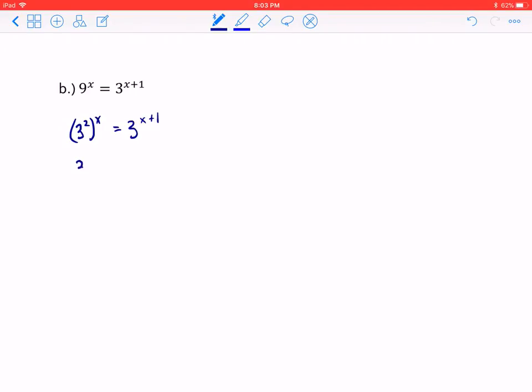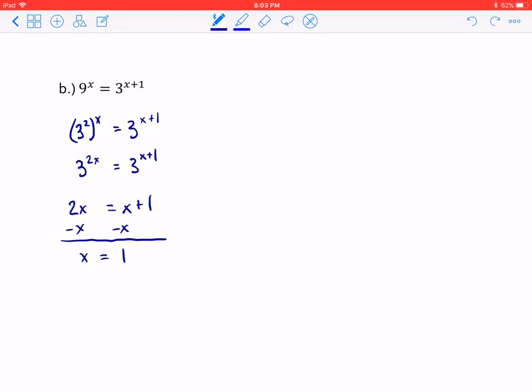And then you'd have 3 to the 2x is equal to 3 to the x plus 1. Again, bases now match, so we can ignore them. So we get 2x is equal to x plus 1. And after subtracting x from both sides, we find x is equal to 1. And then really you could have just thought about that one. If you plug in the 1 here, you get 3 squared, which is obviously equal to 9 to 1.